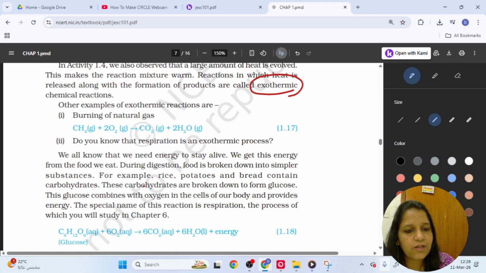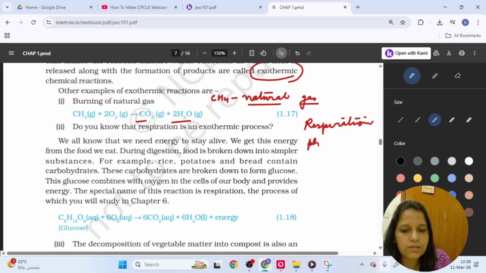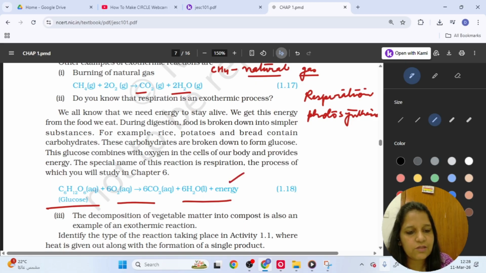Burning of natural gas. Now here you should remember that CH4 is a natural gas. And when combustion of natural gas takes place, it results in the formation of carbon dioxide and water. One very important question comes on the comparison of respiration and photosynthesis. This is the reaction given in your book. This is respiration, and here you can see a large amount of heat is also released. So this is an exothermic reaction.